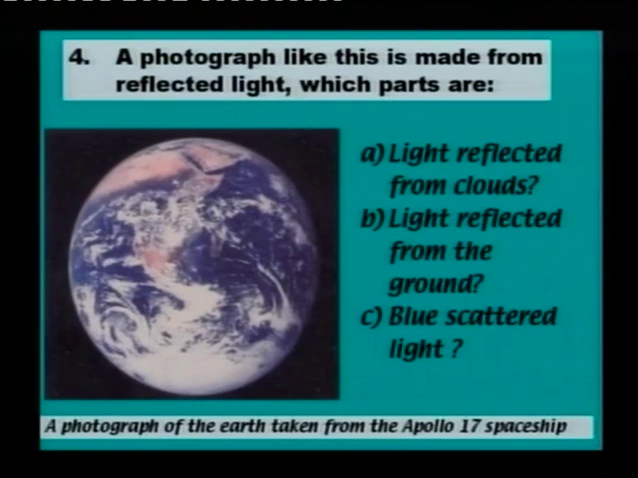So we're in a spaceship, the Apollo 17, and they have taken the photograph of the Earth here. So we're talking about wavelengths, solar radiation, visible light. From this particular diagram, you are then required to answer the 3 questions.